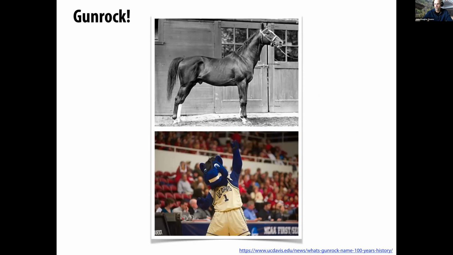Gunrock was a horse that was brought to UC Davis in the 1920s, and he was a descendant of some other famous horses, and he became the namesake for the UC Davis mascot. It's also the name of the pub on campus, but I will assure you that the naming has nothing to do with that at all.